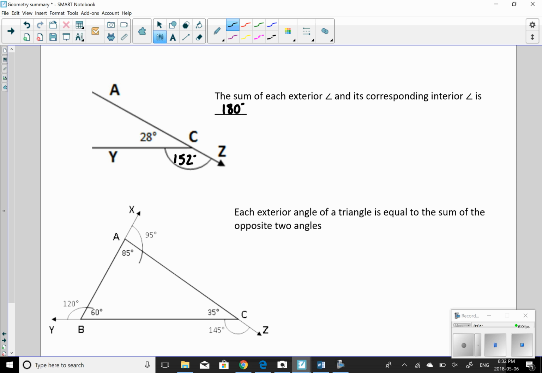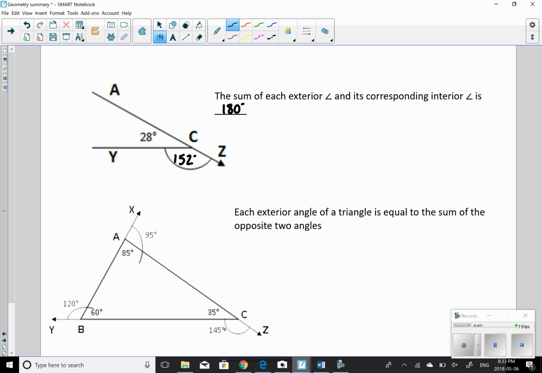Okay. Now here's one that people often forget, and that's that this exterior angle, or any exterior angle, always adds up to the sum of the other ones. So 95 comes from 60 plus 35. Okay, don't want to forget about that one.